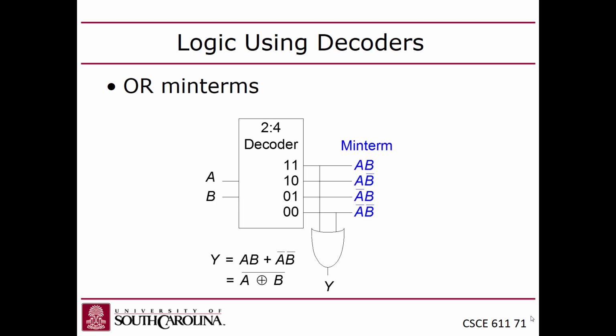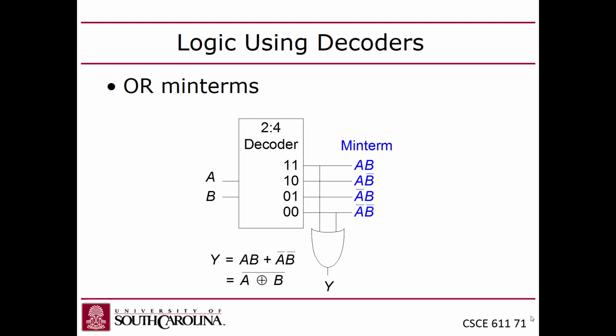Okay, so this is the way that you can use a decoder to implement a truth table. It's kind of the same idea as when we use the mux, which is you take the decoder, you make the inputs come into the decoder, right? And each one of those outputs is going to represent your minterms.